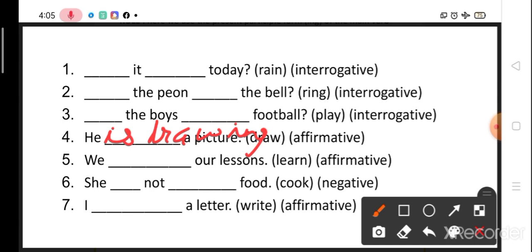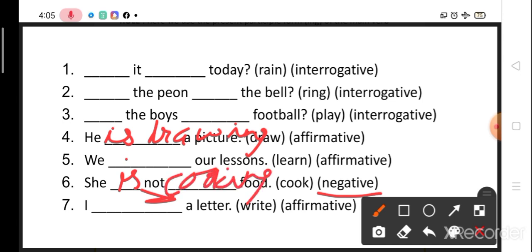We is first person singular, therefore we'll use are with it. We are learning our lessons. She is not cooking food. Now children, although this is a negative sentence, they have already given not, so we will not add another not to it, and so we will just fill here she is not cooking.